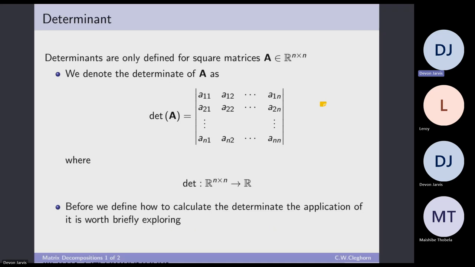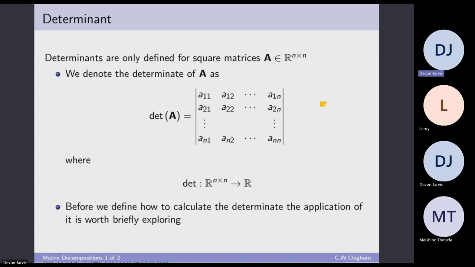So the first new concept we're going to be looking at is the determinants. Though these are only defined for square matrices, and we'll touch on why in a minute, we denote the determinant of A as follows. On the left, it's just det of A, but it can also be denoted with these two vertical bars, no square brackets or anything round. So just keep track. If you do see this notation, it is subtle, but this is a determinant.